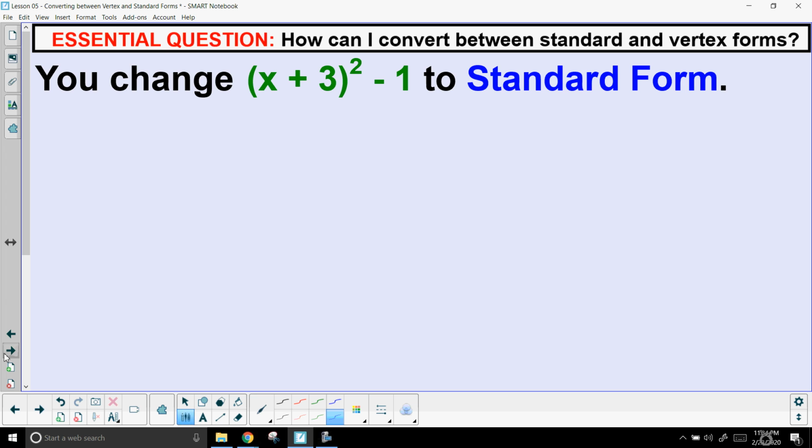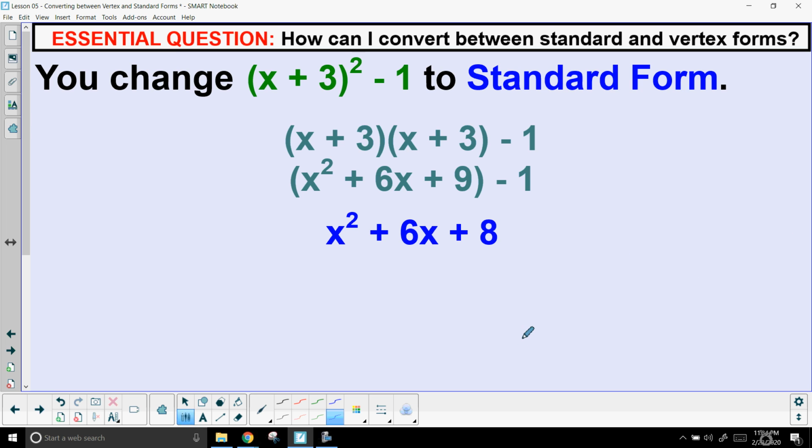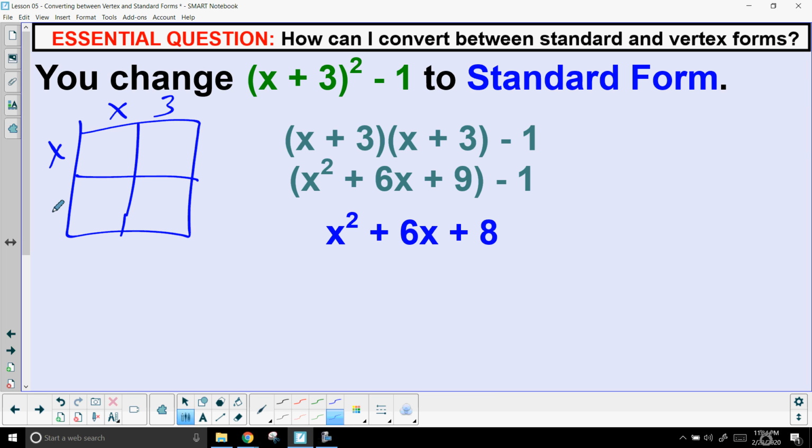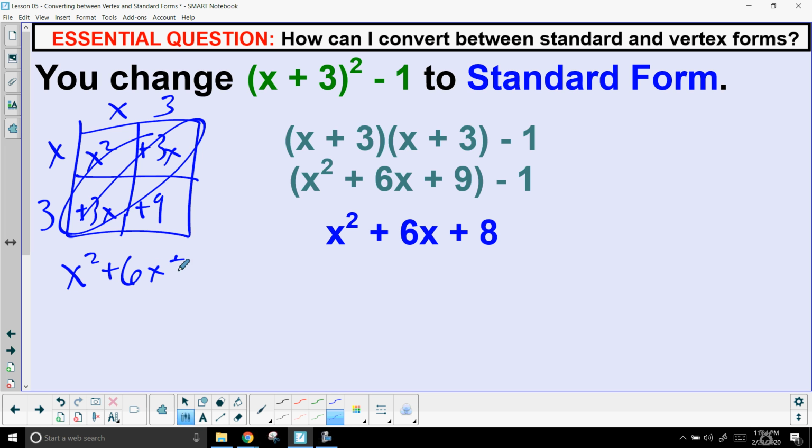Alright, here we go. Boom. Did you get it right? Again, Punnett squares if you need it. Okay. X, 3, x, 3, x squared, 3x, 3x, 9. Combine x squared plus 6x plus 9. See, that's where it came from. Combine like terms. Right there, 8.